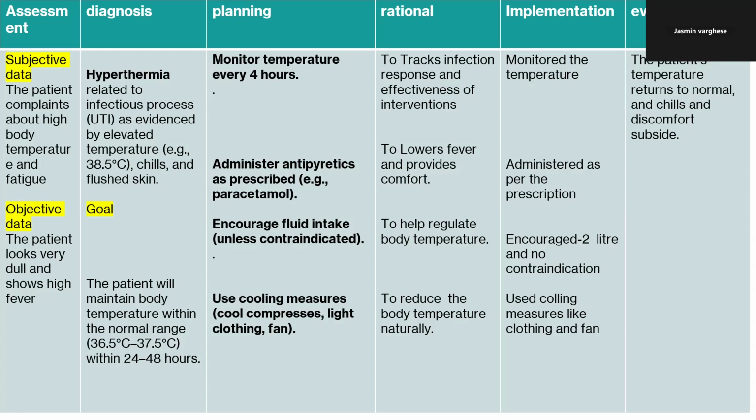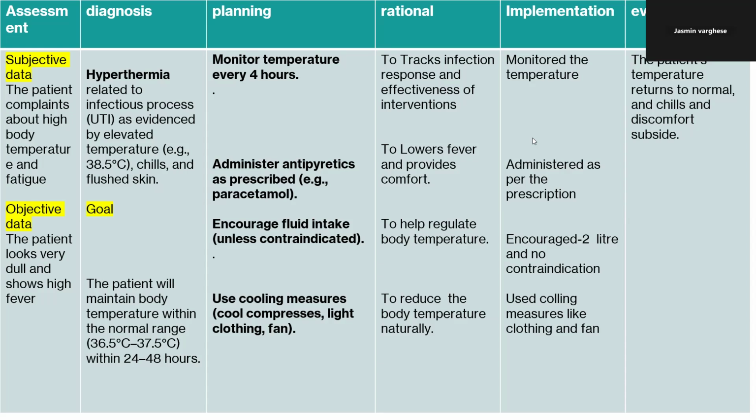Next planning, encourage fluid intake, to regulate the body temperature. Implementation, encourage 2 liters if no contraindication. If it is there, definitely you have to write that. Then use cooling measures like cool compress, light clothing, fan, etc. For what? To reduce body temperature naturally. And in implementation, you can write used cooling measures like fan and clothing. And in evaluation column, based on your goal, you can write the patient's temperature returns to normal and chills and discomfort subsided. So this is about hyperthermia.